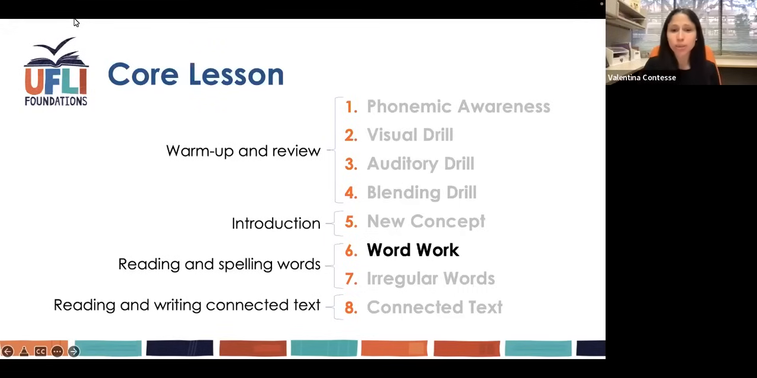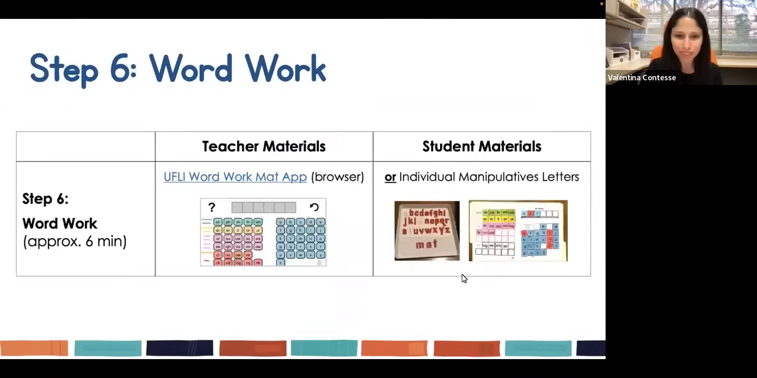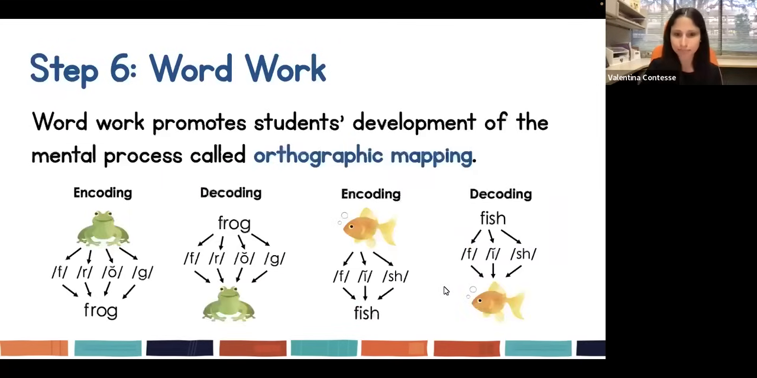Thanks, Holly. So once students have reviewed the new concepts from the previous day, once again, day 2 really targets the application of this new skill through word work with regular words. For the word work step with regular words, you have some options. You can either use the UFLI word work mat apps on the screen, or students can use individual manipulative letters, so magnetic letters or grapheme tiles. This step should take approximately 6 minutes.